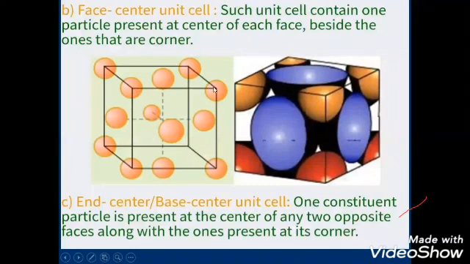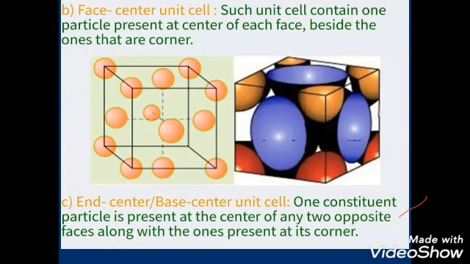Then here you see this is another cubic unit cell. Units are at the corners: 1, 2, 3, 4, 5, 6, 7, 8. And you have one unit at the center of each face. This is one face, this is the top face. One unit is at the center of this face. One unit is at the center of the bottom face. One unit is at the center of the right face. One unit is at the center of the left face. One unit is at the center of the front face. One unit is at the center of the back face.